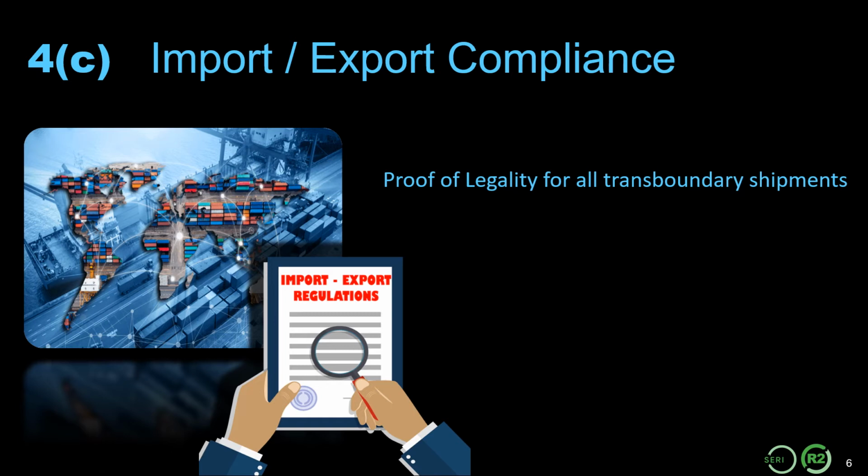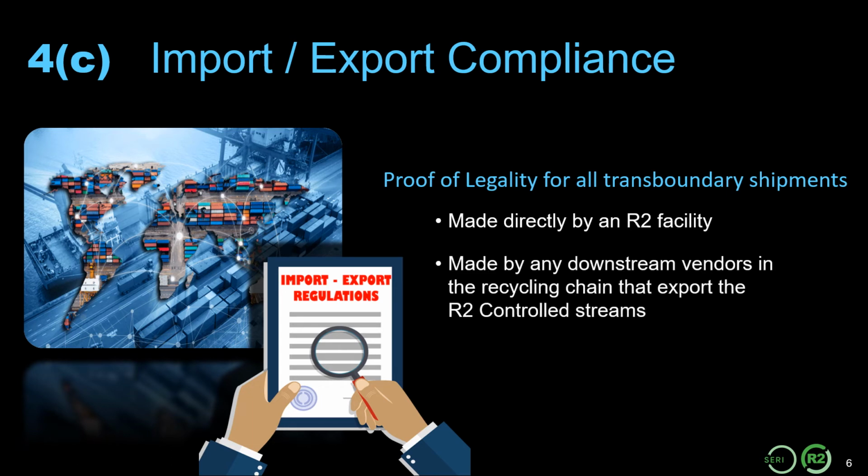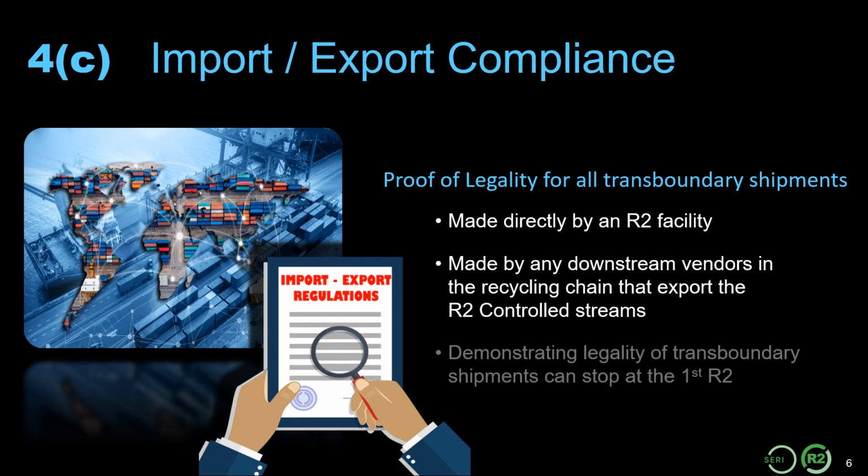Proof of legality is required for all transboundary shipments, made directly by an R2 facility, as well as by any downstream vendors who export the R2-controlled streams. Demonstrating the legality of transboundary shipments can stop at the first R2 facility, since that facility has already demonstrated legality to an R2 auditor during their certification process.